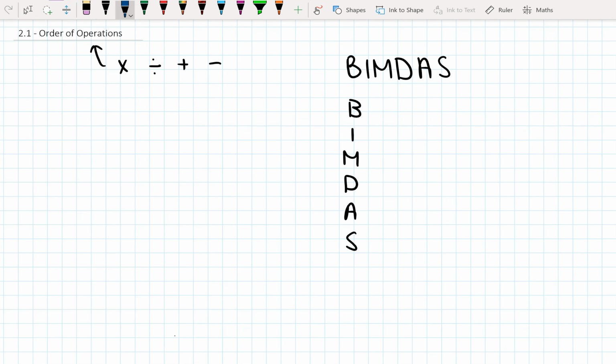So B stands for brackets. So that means when you see brackets in a sum, and that's these things, when you see brackets, we always start with what's between the brackets. So what's between the brackets always comes first.